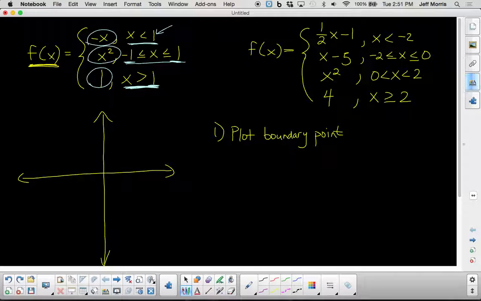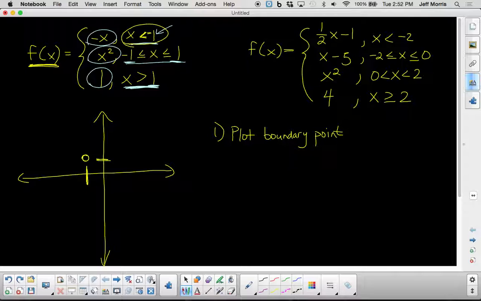So I'm going to plot the boundary points. The way you do that is you take each one of the boundaries and you plug it into the function that it goes with. So this first boundary right here, the 1, I'll plug it into negative x. So if I put a 1 into negative x, I'm going to get a negative 1. Oh, I made a mistake there. It's supposed to be a negative 1. Sorry about that. So you put a negative 1 into it. If I put negative 1 into this function, the opposite of negative 1 is positive 1, so I'm going to put an open circle there. And the reason it's open is because it's a less than. So there's your first boundary point.